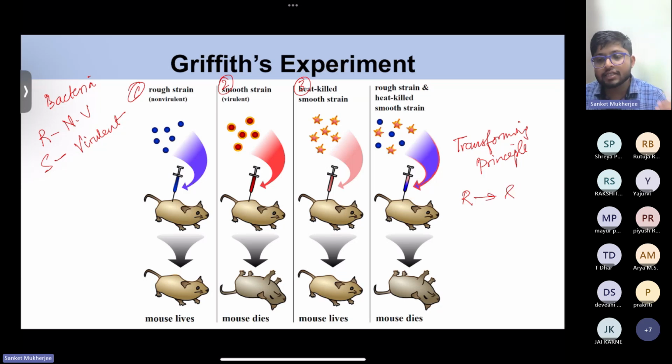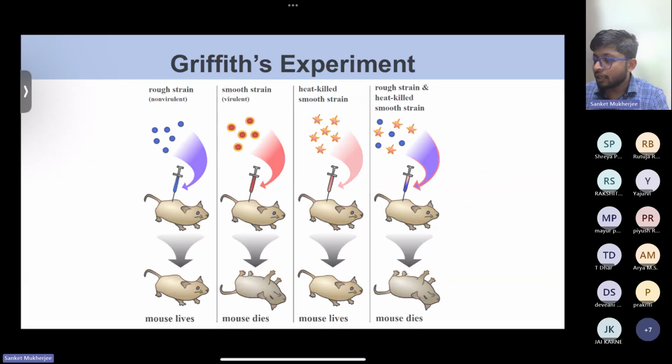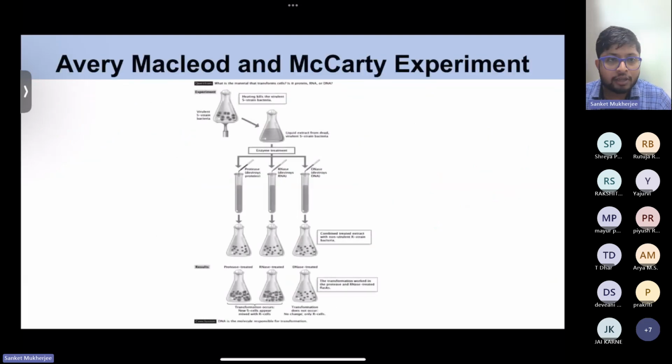And this started the journey of discovery of the transforming principle. What is the transforming principle? Now, based on this, further experiments were done by Avery, McLeod, and McCarty. These three scientists did further experiments.